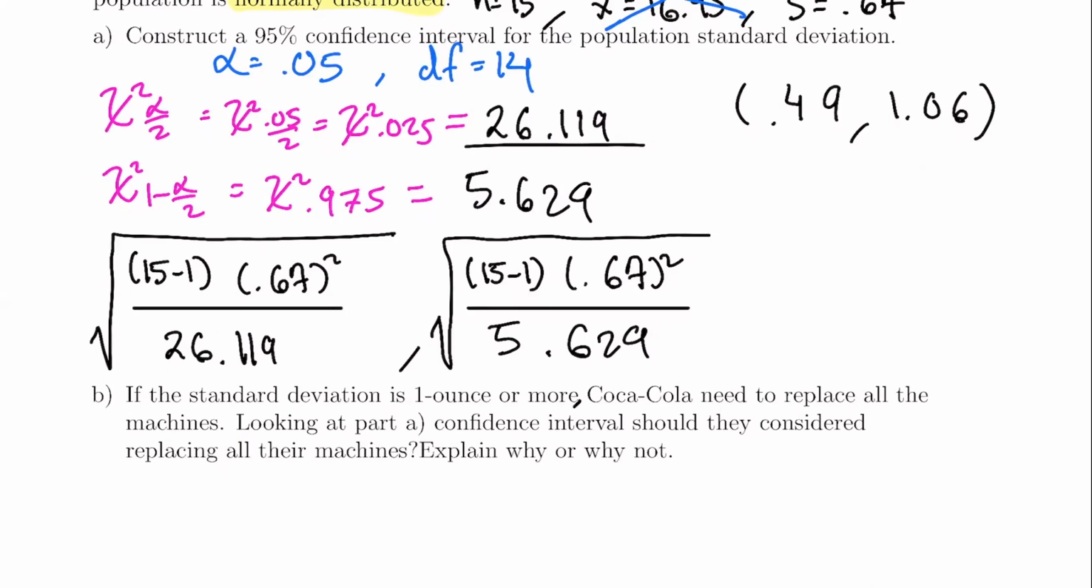So for this one, should Coca-Cola replace all of their machines? Because the confidence interval is telling us the standard deviation for the machine could be anywhere from 0.49 all the way to 1.06. So should they consider replacing all of their machines? No, because it's less than an ounce. But are all of the possible options less than an ounce? Oh, since it can be more than an ounce, we have to consider that.